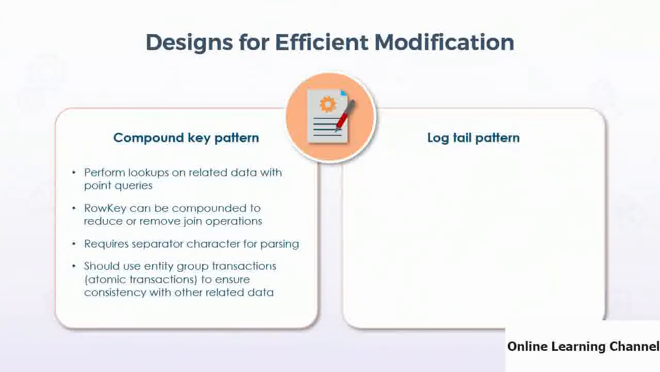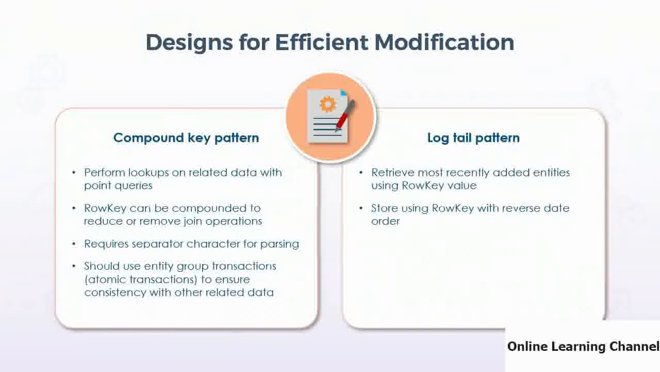Now, an alternative method is to use the log tail pattern. The log tail pattern uses row key values to retrieve the most recently added entries, making it a high performance option for recent data, but slower for older data. So if you choose to adopt this method, the data should be stored using the row key in reverse date order. The reverse tick value should be padded up front with leading zeros for sorting order enforcement. Now, because it uses the most recently written values, the log tail pattern can cause hotspots in the storage, potentially impacting query performance.